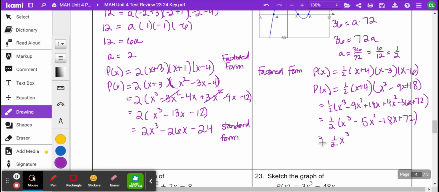Just put the half in front of the x cubed. And if you are unsure of how to multiply 1/2 times 5, you just multiply the tops and the bottoms. Half times 18 is 9, negative 9, and half times 72 is 36. And this would be standard form.